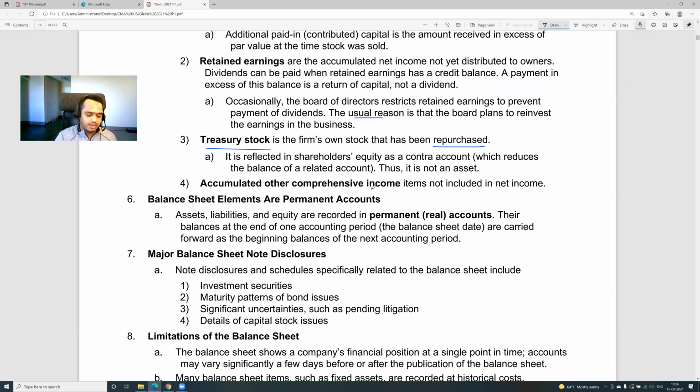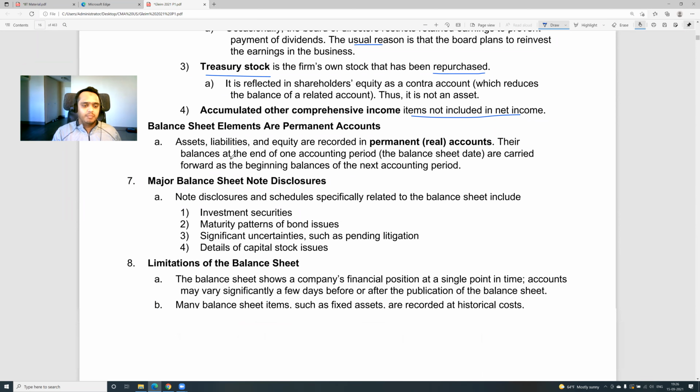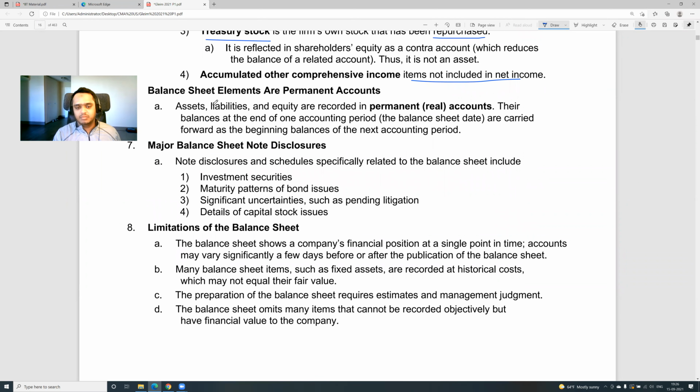Accumulated other comprehensive income, if you see, is items not included in the net income, which we discussed in the first class. What income can that be? It is income which is not directly attributable to the daily work of the organization. Now balance sheet elements are permanent accounts: assets, liabilities, equity, all the stuff we have talked about. Regularly they get settled in a year, then get carried forward for the next year, onward and upward it goes.